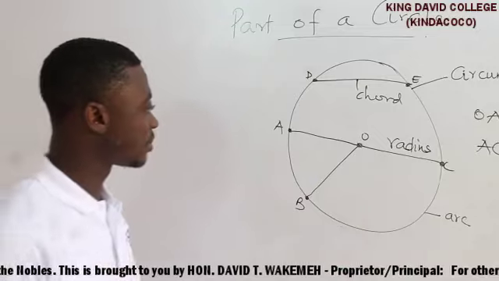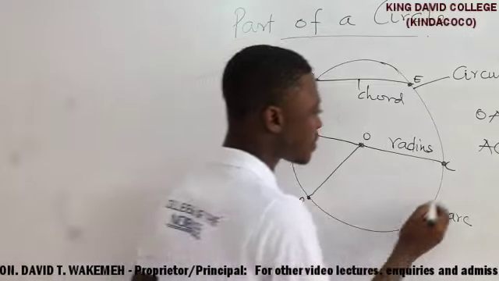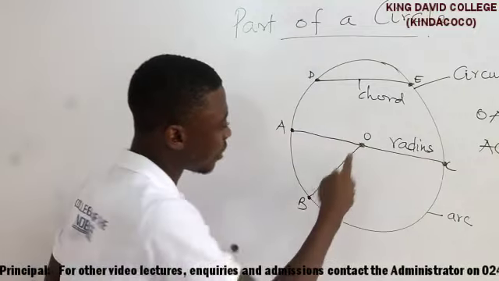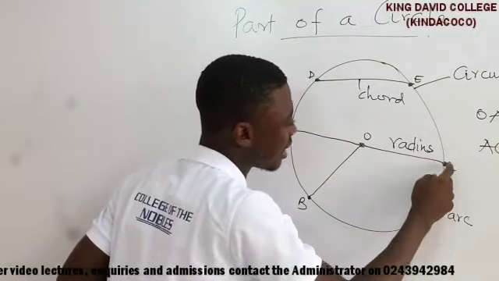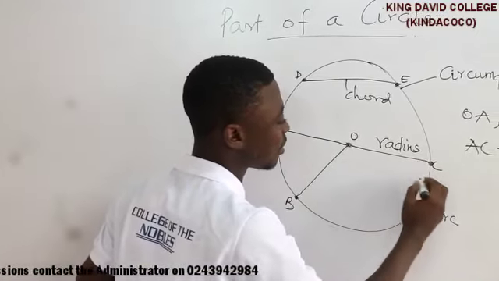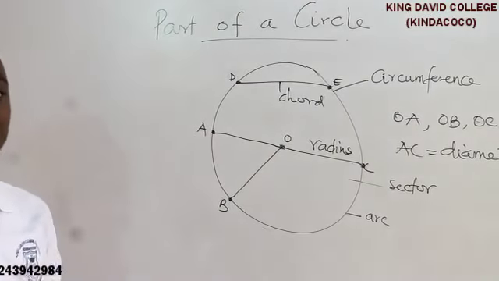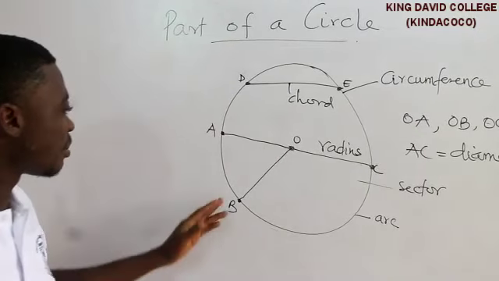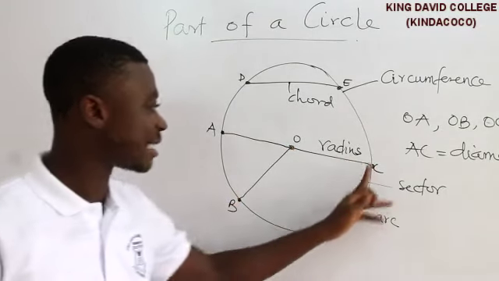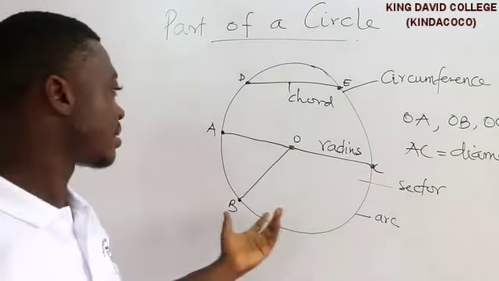So this time around, we have this shape, say O to B, and then B to C, and then C back to O. So you see this shape here, from O to B, B to C, and then C to O. We will call the entire shape over here a sector. A sector is simply the part of a circle bounded by two radii. So this is one radius, another radius, and an arc. So a sector of a circle is simply bounded by two radii and an arc.